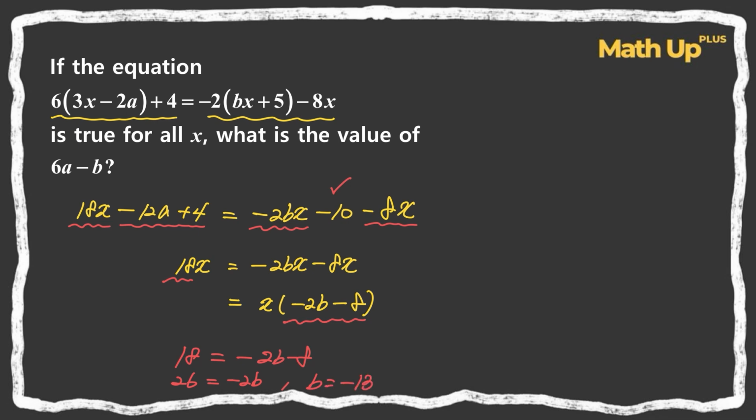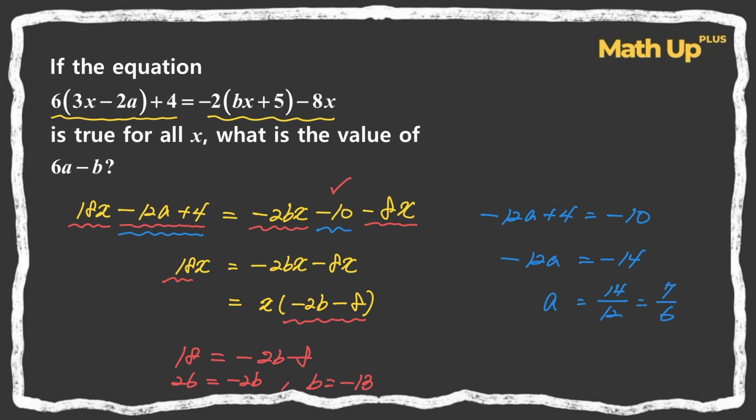Now if we look at our constants, we have negative 12a plus 4 on the left-hand side. The constant on the right-hand side is negative 10. So negative 12a is equal to negative 14. Then a is 14 over 12. If we simplify this, 7 over 6.